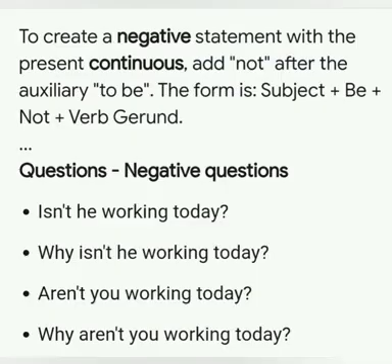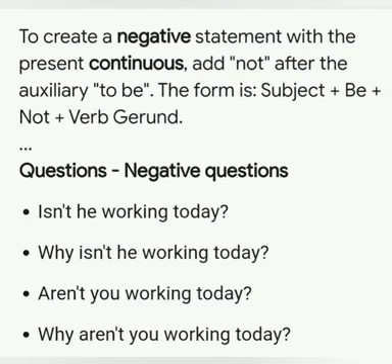To create a negative statement with the present continuous, add not after the auxiliary to be. The form is subject plus be plus not plus verb. Questions, negative questions. Isn't he working today? Why isn't he working today? Aren't you working today? Why aren't you working today?